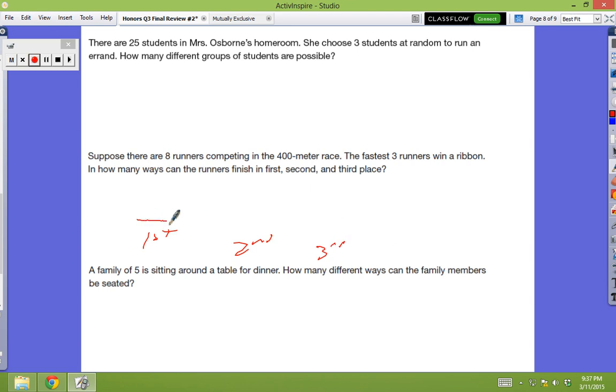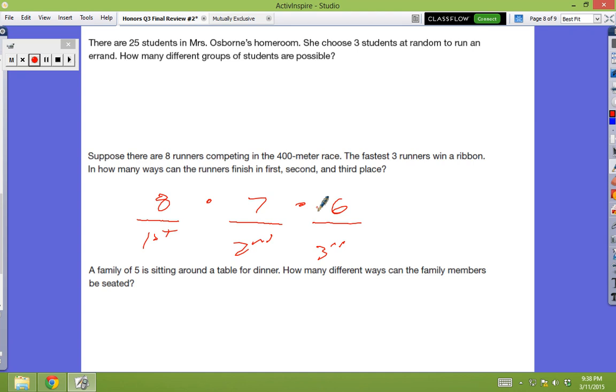How many ways can you fill that first place winner? And there are 8. How many ways are there to fill the second place? Well, if you've chosen 1 for the first, that means there's only 7 left to choose from for the second. And if you've chosen 1 for first and 1 for second, there's only 6 left to choose from for the third. So if you times it, 8 times 7 times 6, you multiply your options, kind of like the counting principle.